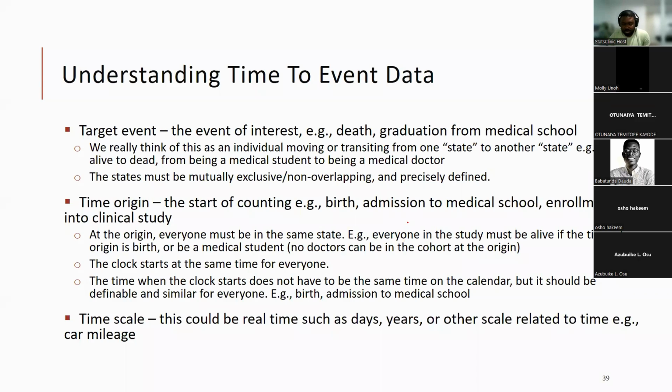Okay, the target event is the graduation of the students or the students that dropped out. Yes, the time when the graduation of the students, yes, that's the target event. Very good. And so what's the time scale? Anyone?